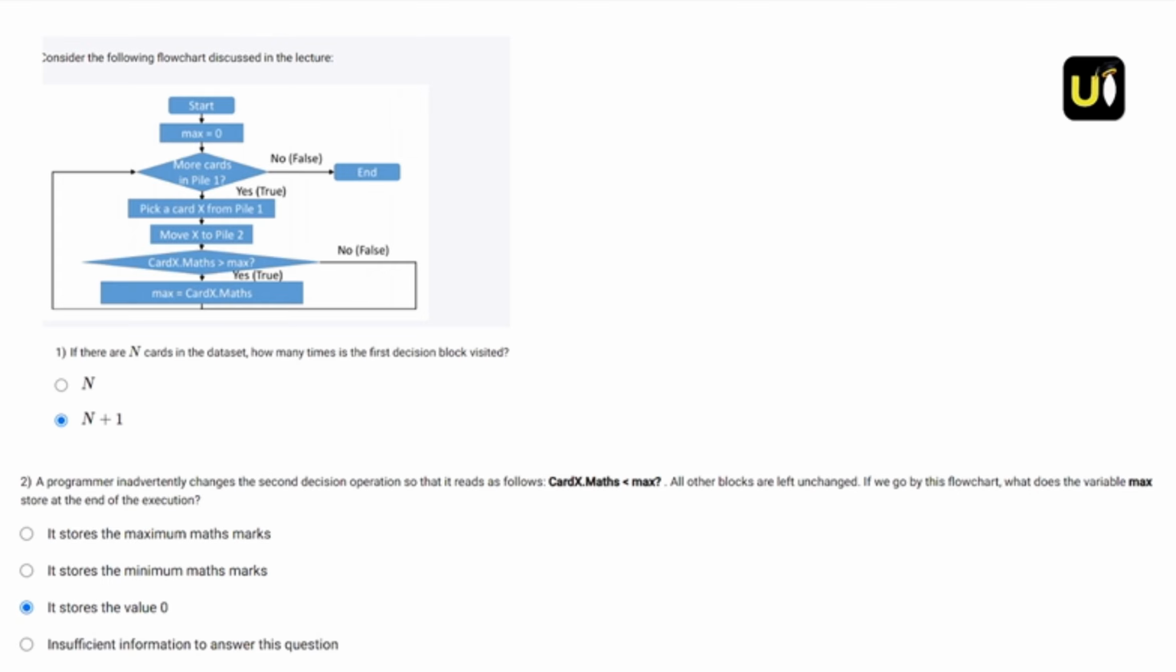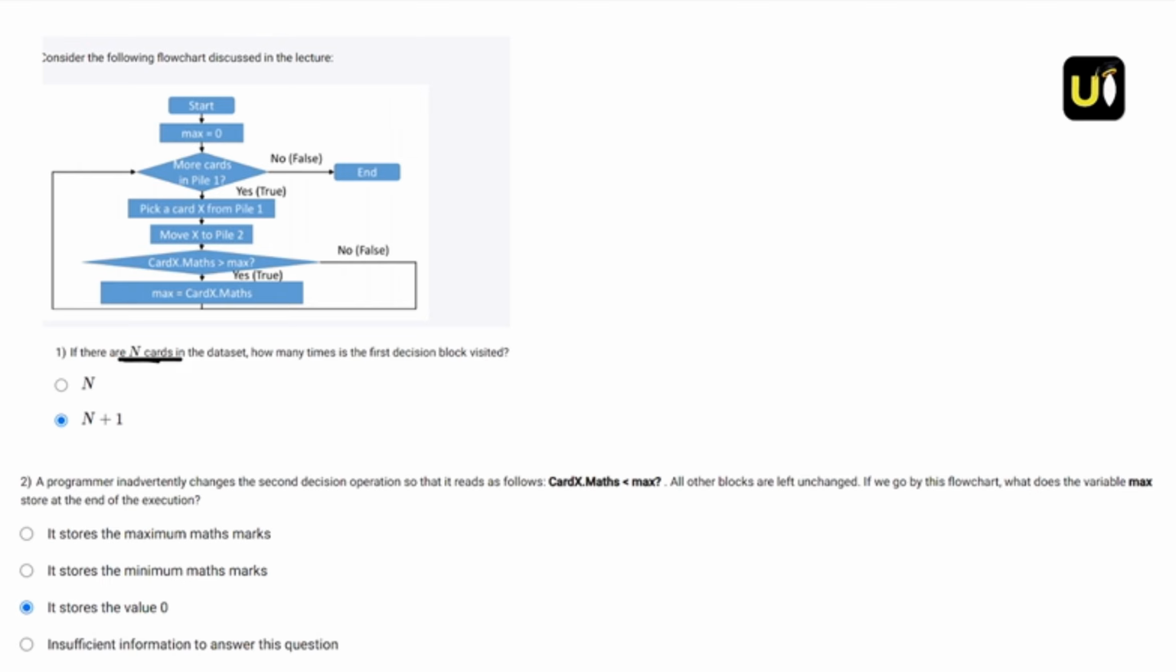Consider the following flowchart discussed in the lecture. Now we'll do some questions based on this flowchart. If there are n cards in the dataset, how many times is the first decision block visited? So the first decision block is this block. For every card, it's going to visit this block once, right? So n times, plus 1 time because it's going to visit again for this no block when this goes to no. So one extra time. So the answer is n plus 1.